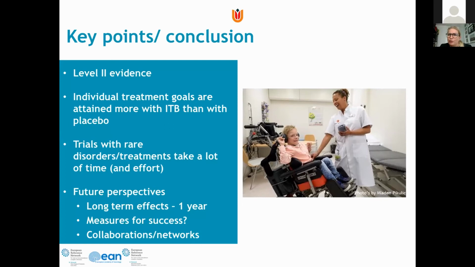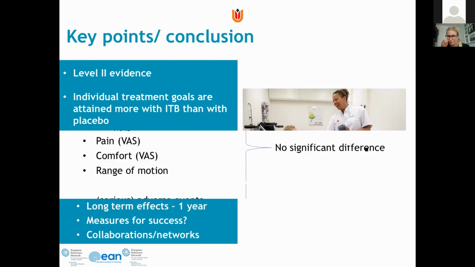And in the future, we want to establish the longer term effects and also know which factors influence outcome for these patients, so we can make maybe even a better selection than what we're already doing. And I think to do so, we need collaborations and networks to conduct larger studies and trials also with a longer follow-up period.